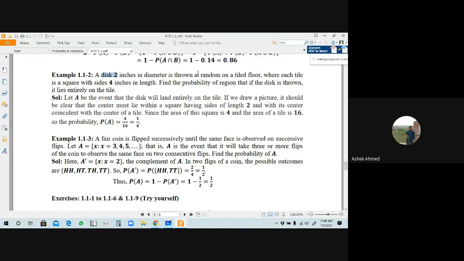Yes, sir. Okay. The disc is thrown at random on a tiled floor, where each tile is a square with side 4 inches in length. Find the probability of the region that if the disc is thrown, the disc lies entirely on the tile. Tile means the disc should be fully on the tiles; we need to find the probability of the area of the region where the disc lies fully within the tile.